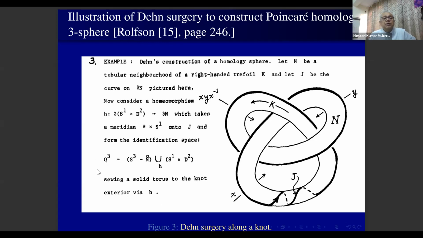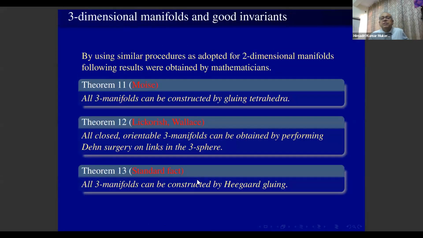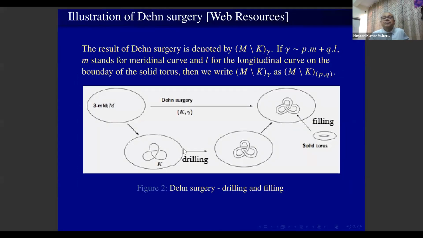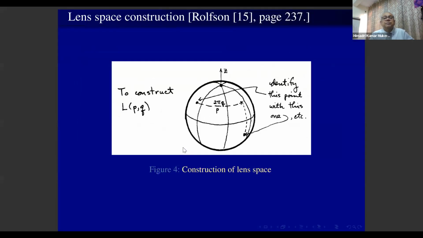And actually this is the homology 3-sphere. So this is how this identification is done. Okay, so that is an illustration. Now we give some more illustrations. This is from Rolfsen's book, page I have given the reference also.